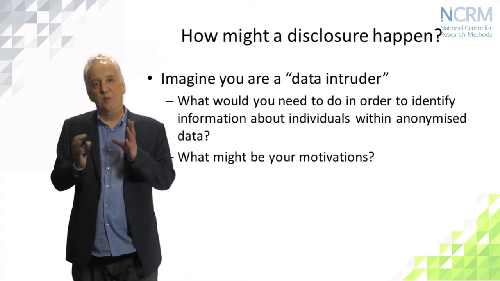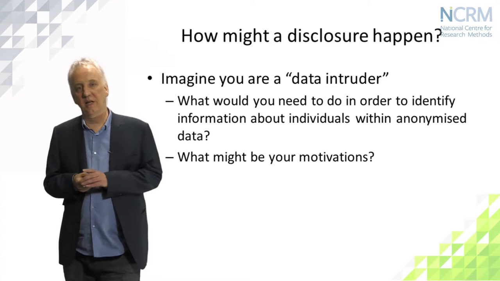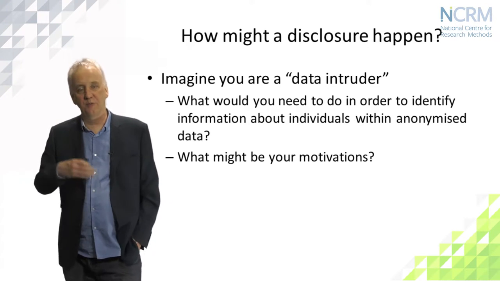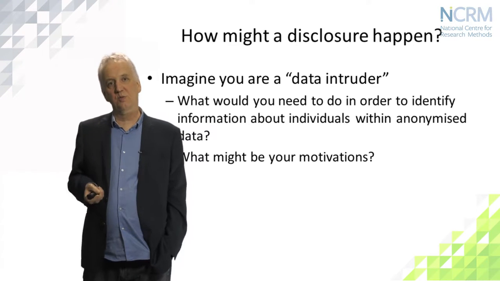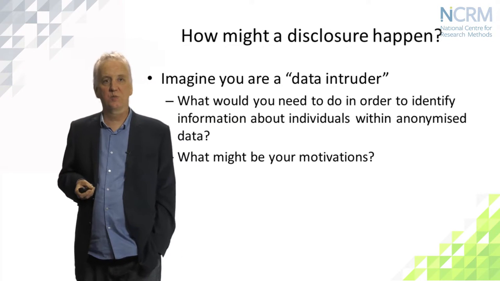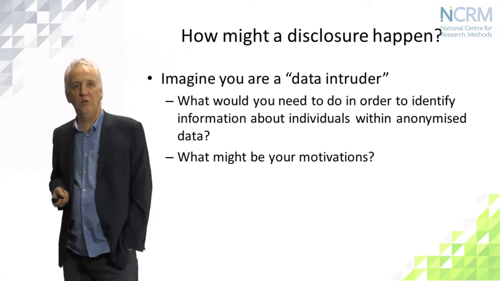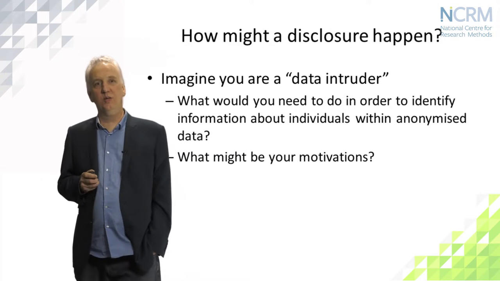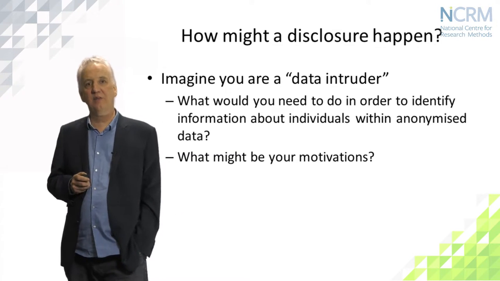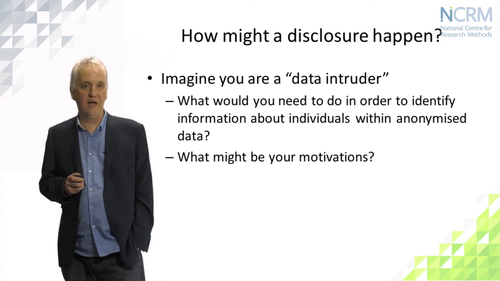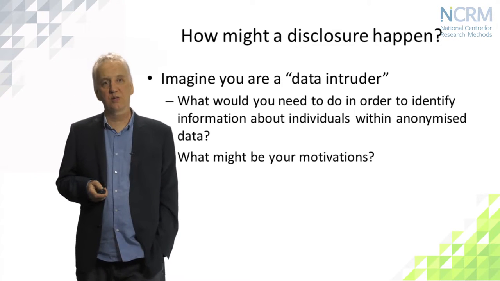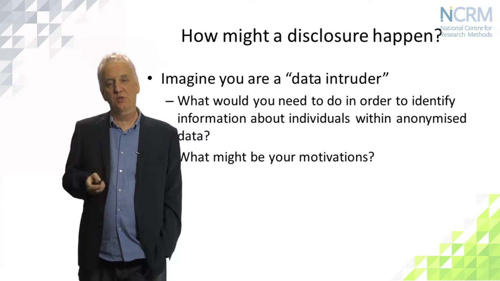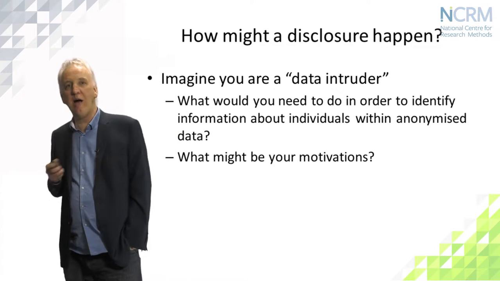Okay, so now I'm going to set you a little exercise, and in a moment I'll ask you to turn the video off and just to think about and maybe jot down some notes about these questions. So you're going to imagine you're what's called a data intruder. What would you need to do in order to identify individuals within a data set that had been through an anonymisation process? What would you need to do that? And why might you do it?